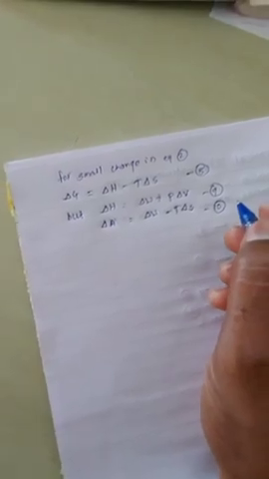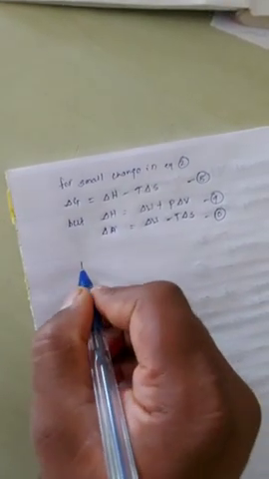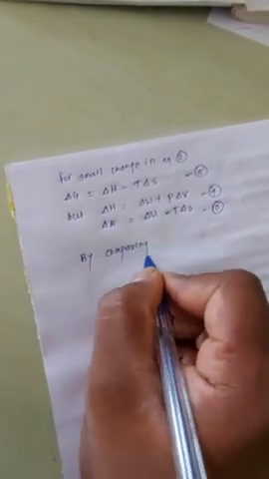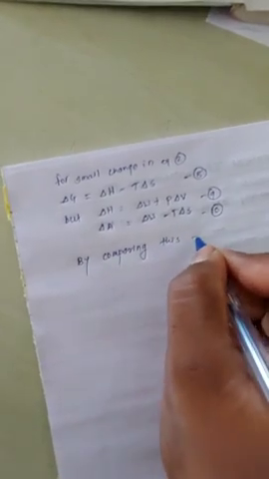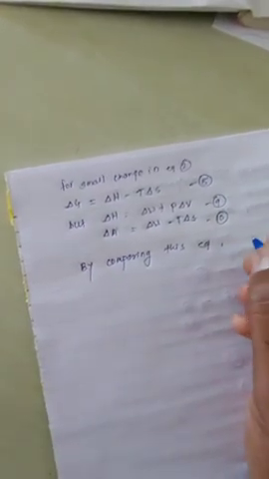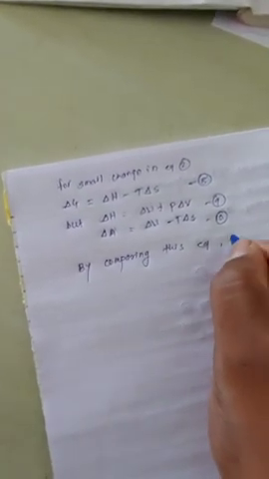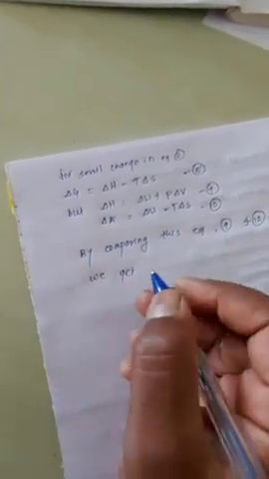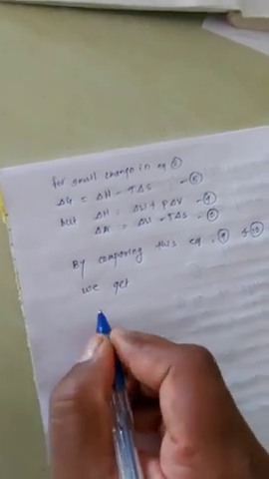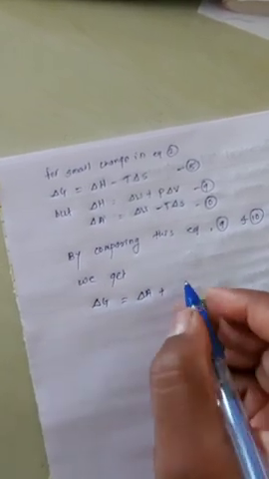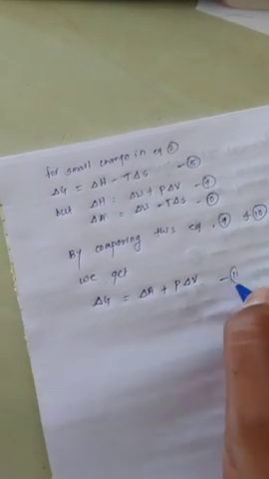By comparing these equations, equations 9 and 10, we get the value of delta G, that is, delta G is equal to delta A plus P delta V. This is equation number 11.